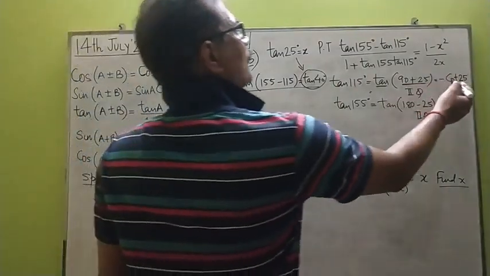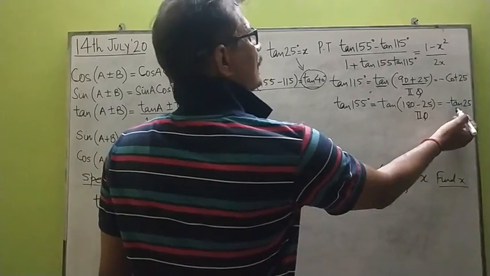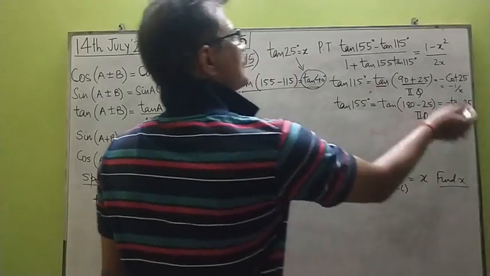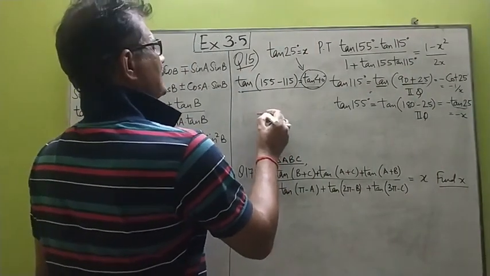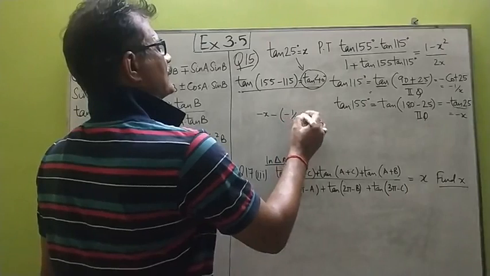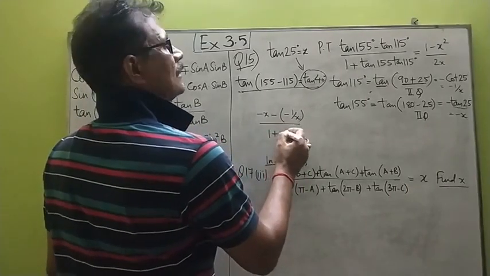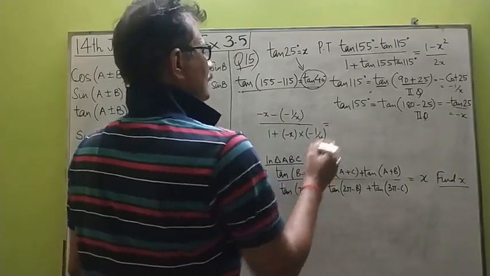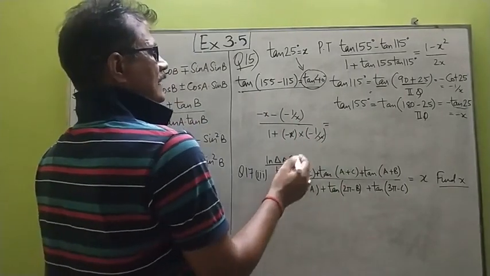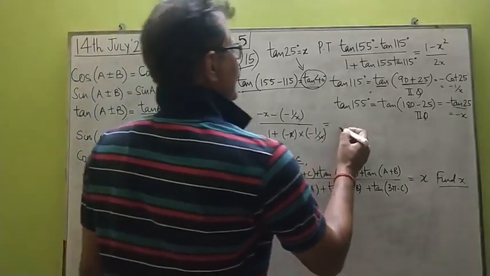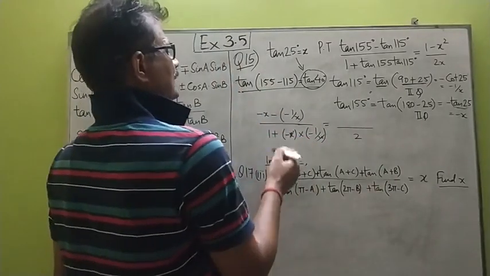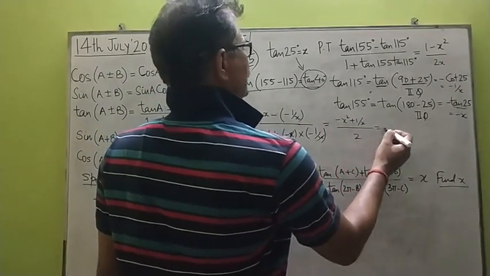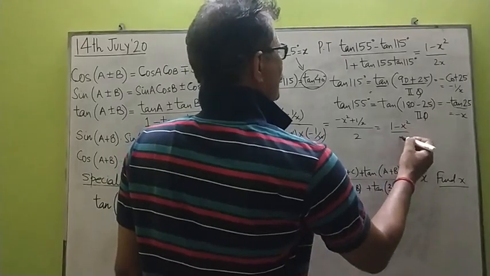Now we substitute these values in the expression and simplify. So tan 115 is minus 1 upon x and tan 155 is minus tan 25, that is, minus x. We get minus x minus of minus 1 upon x, then 1 plus of minus x into minus of 1 upon x. So what do you find? This minus minus becomes plus, so the denominator is 2. Whereas the numerator, when simplified, becomes minus x square plus 1 divided by x. And this takes up the formula 1 minus x square upon 2x.